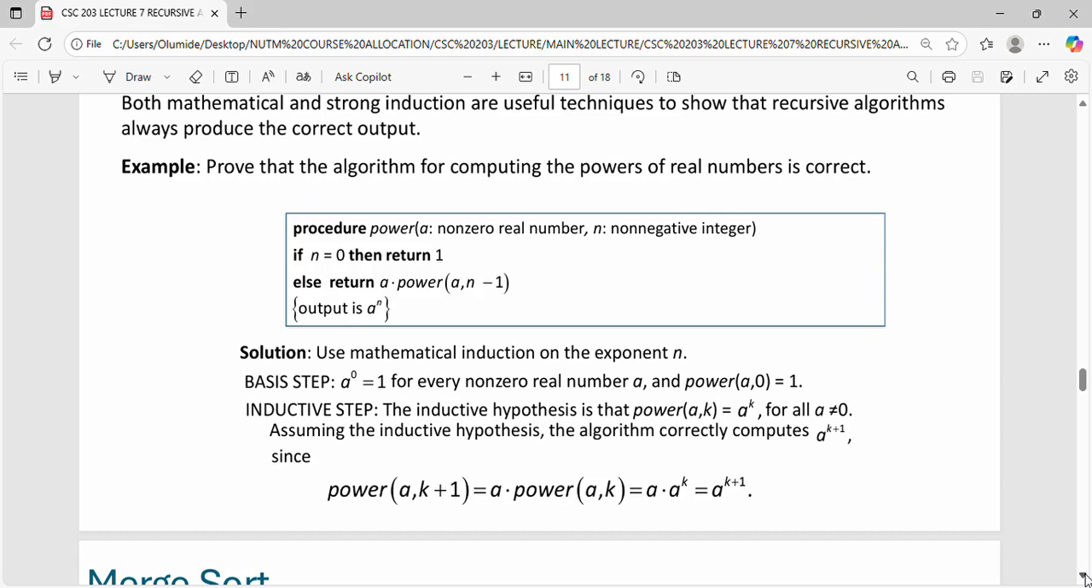What does that mean? For every non-zero real number a, power(a, 0) is equal to 1. We know what that means: a raised to power 0 is equal to 1. That's what this means. So let's look at the inductive step.